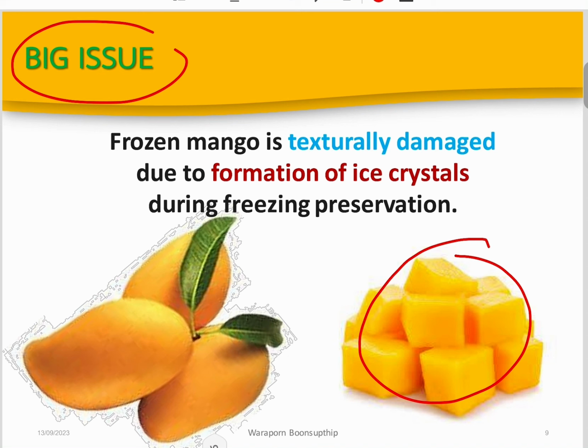The structure is very bad, it gets very soft, because the structure has been damaged by the ice crystals that form during freezing preservation. This is really a big issue. It's very difficult to sell ripe mango with such damaged texture.